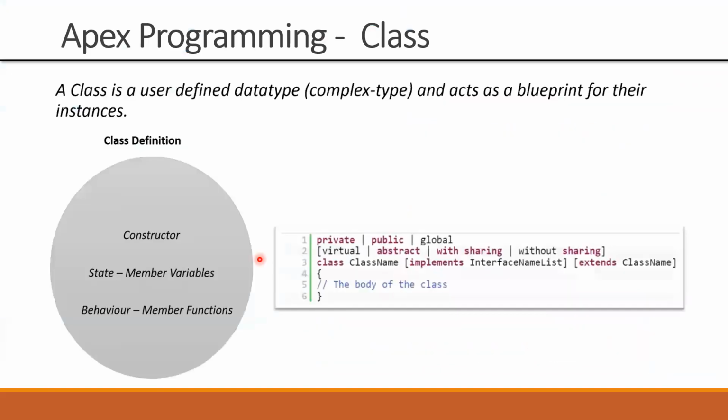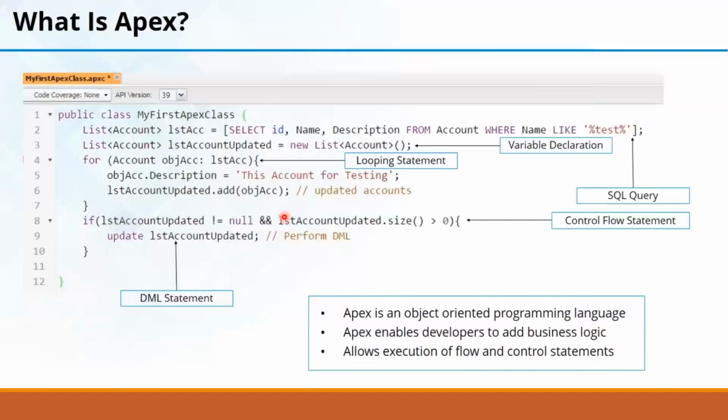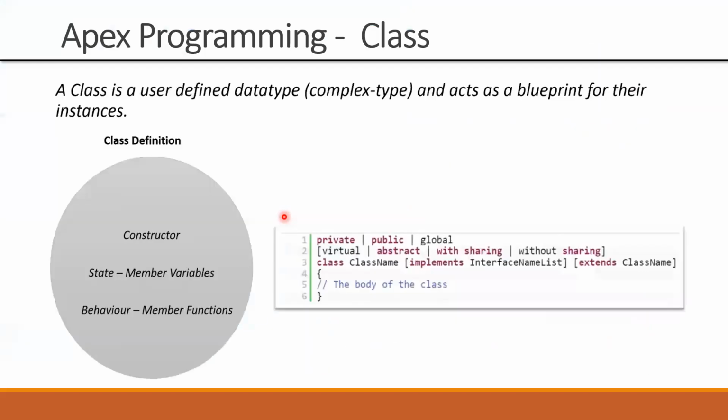Okay, so let's start one by one. That is the basic structure we are going to study in the coming days. So what is a class? A class is a user-defined data type, a complex type, and acts as a blueprint for its instances. Now there are a few complex terms. What is a user-defined data type? What is a data type?